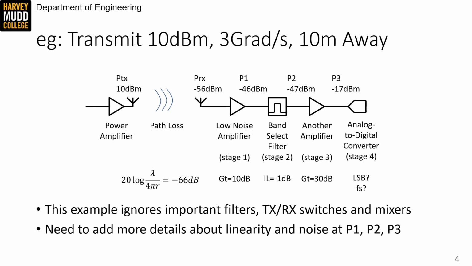It lets us answer questions about the ADC, like how small should the least significant bit be, and what should the sampling frequency be. Even with this simplified model that ignores components like filters, TX-ARC switches, and mixers, and even though we're ignoring noise and linearity, we can still get some interesting information. As we add details to this model over the next few weeks, we'll get even more interesting information.